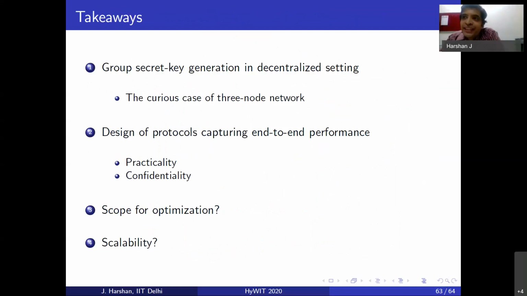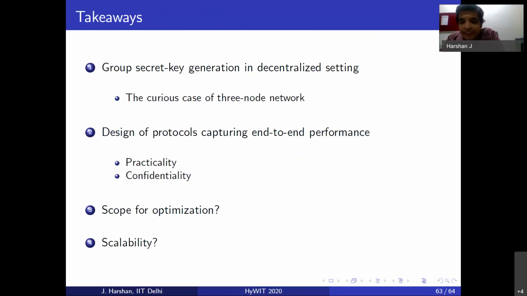Wherein we don't want to really rely on one node to take up all the responsibilities. As I said, if that turns out to be rogue, then we end up in some issues, right? So that's the reason to look at the decentralized setting. We looked at the specific case of 3-node.